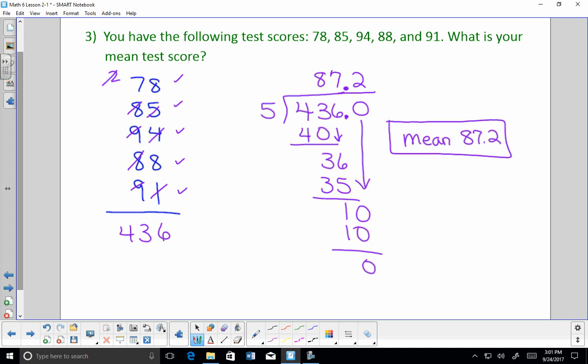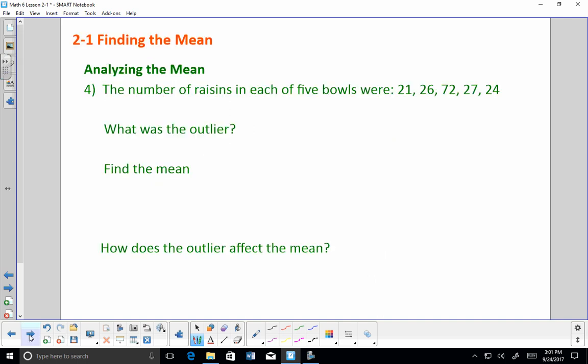This is how you compute the mean, both using models and by mathematically figuring that out. Now, the next thing we're going to do is take a look at analyzing our mean. If I have 5 bowls of raisins, in each one of these bowls, I have 21, 26, 72, 27, and 24.